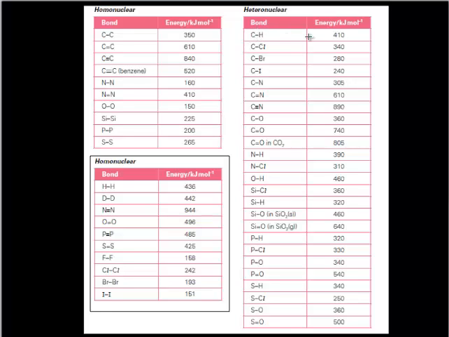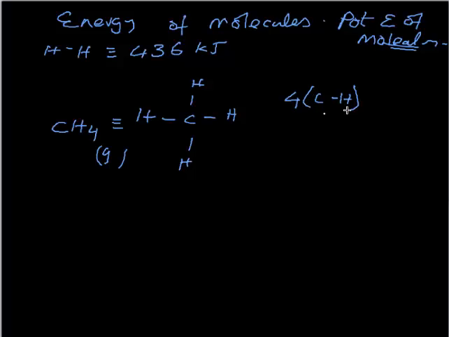So 1 C-H bond is going to be 410 kilojoule of energy. So 1 of it is going to be 410, 4 of it is going to be 4 times 410. You see, this is a very quick way by which we can obtain the potential energy of methane, the energy which is locked inside methane. If we calculate this, it is 1640 kilojoule for 1 mole of methane. So every time you're breaking 1 mole of methane, you would need 1640 kilojoule of energy.